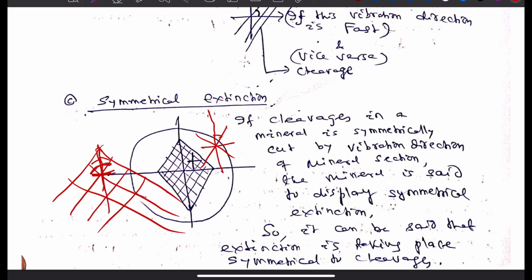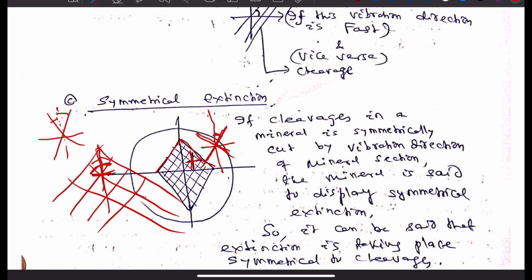So the extinction is taking place symmetrical to cleavages. In this condition, the vibration direction is like this, and the cleavages are like this. The cleavage may be at any angle. If this is the cleavage angle, and the vibration direction is like this, then we say the extinction is taking place symmetrical to cleavage, because if we rotate in this direction, the angle will be the same as when we rotate in the other direction.